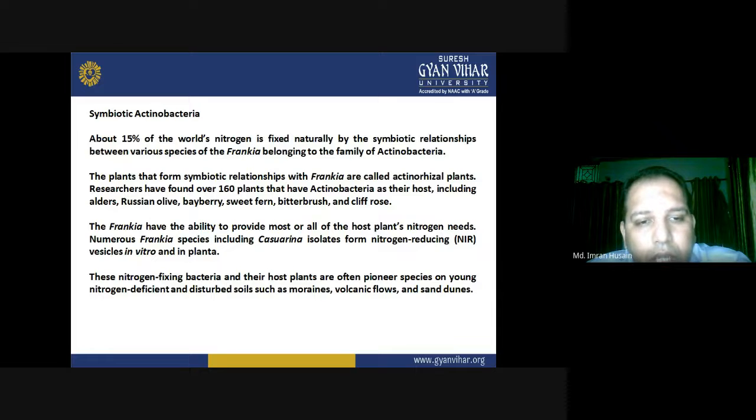The Frankia have the ability to provide most or all of the host plant's nitrogen needs. They help in nitrogen fixation. Numerous Frankia species have been isolated from nitrogen-fixing vesicles in vitro and in planta. These nitrogen-fixing bacteria and their host plants are often pioneer species on young nitrogen-deficient and disturbed soils such as moraines, volcanic floors, and sand dunes.